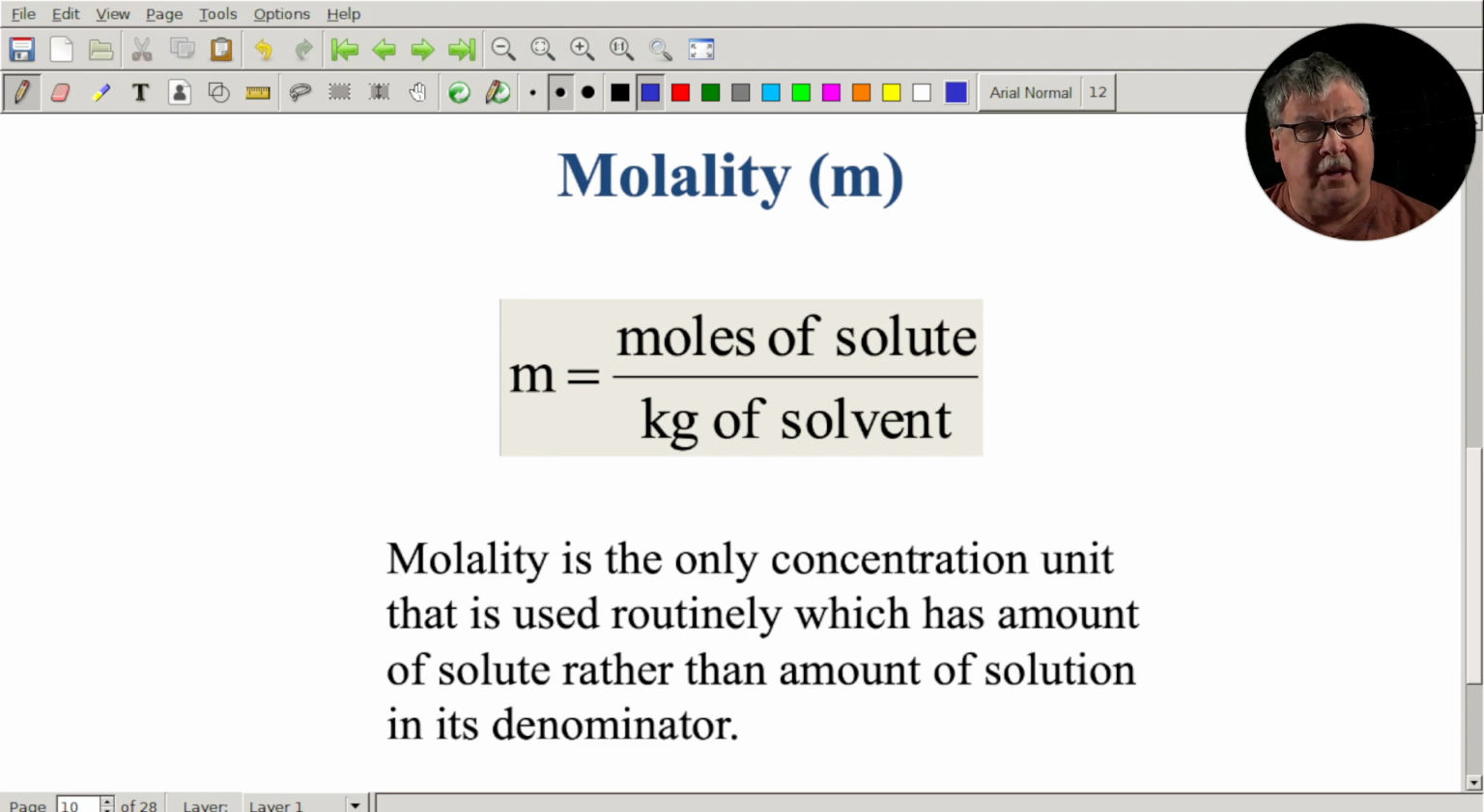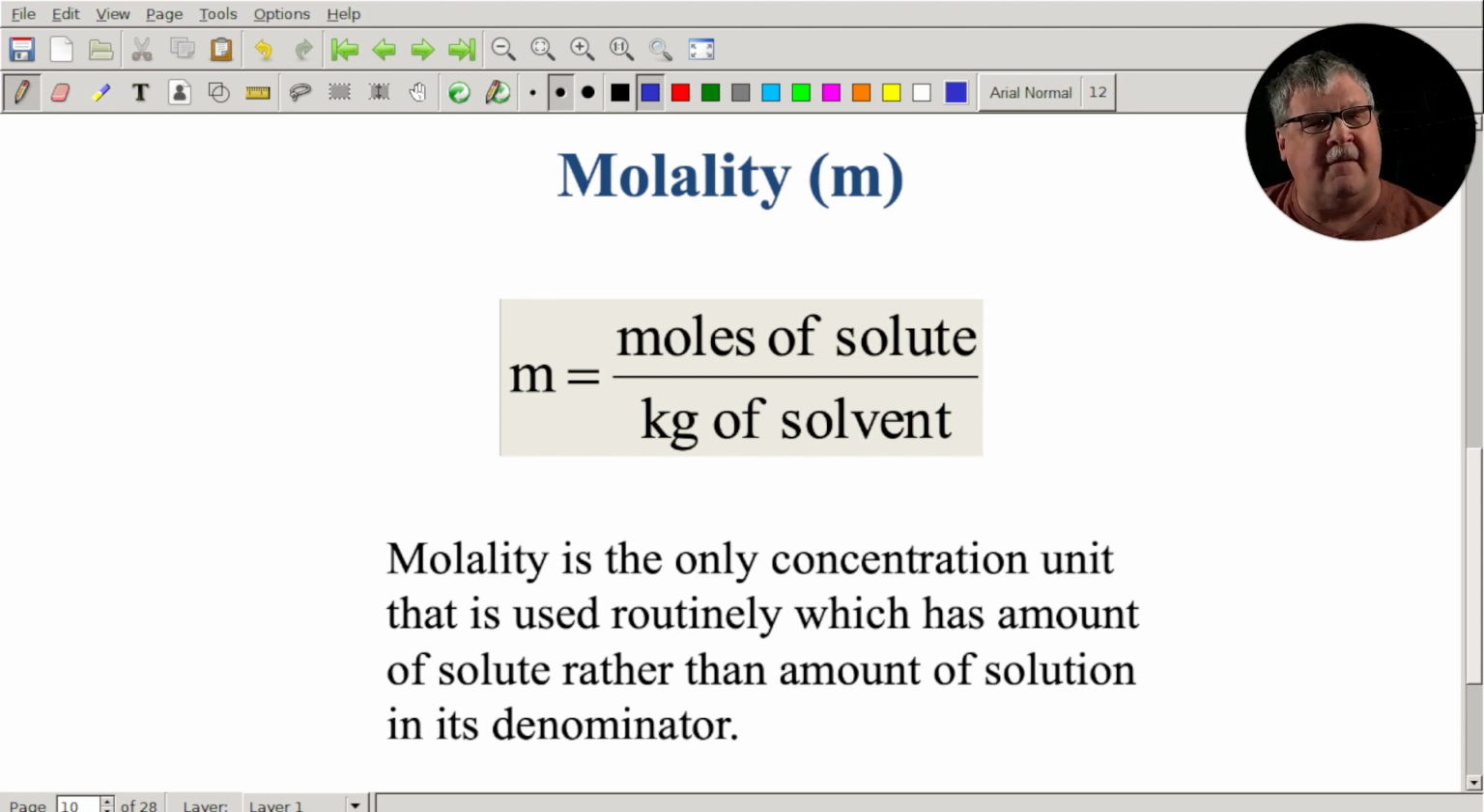You can't do dilutions in the same way you can using molarity or even mole fraction for that matter, because the difference here is it's amount of solute per amount of solvent, whereas all the other concentration units we've covered this afternoon are amount of solute per amount of solution. All right, so molality is strange.